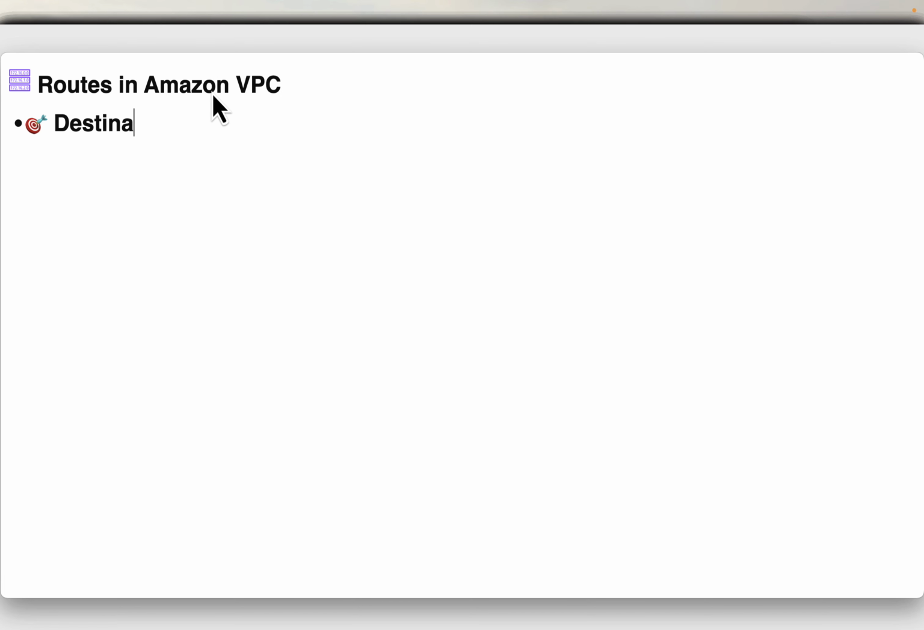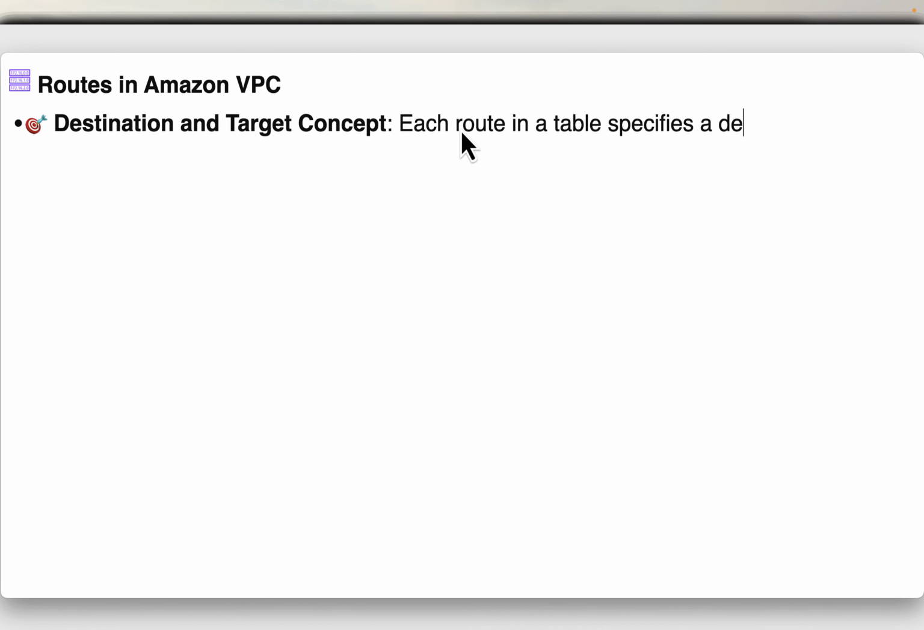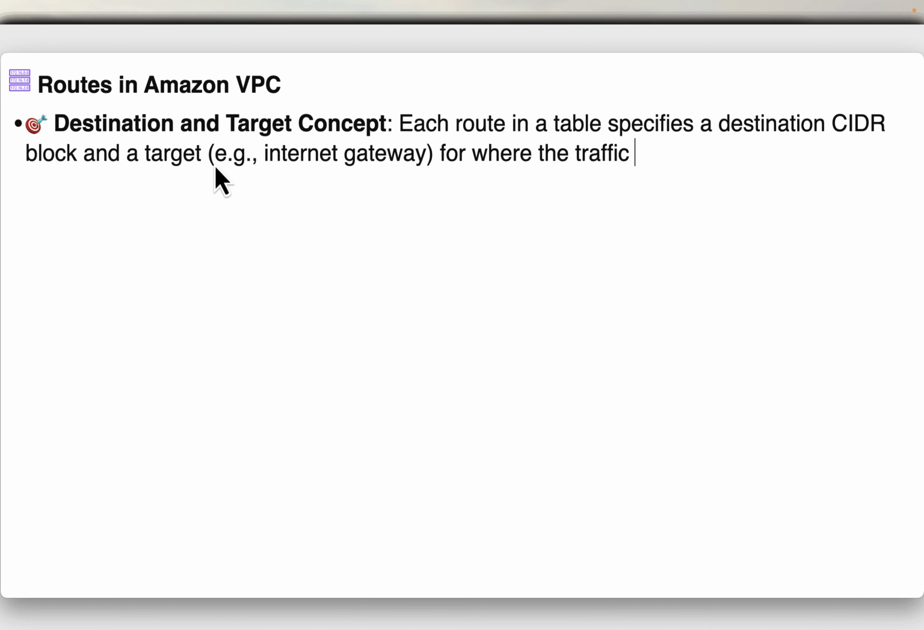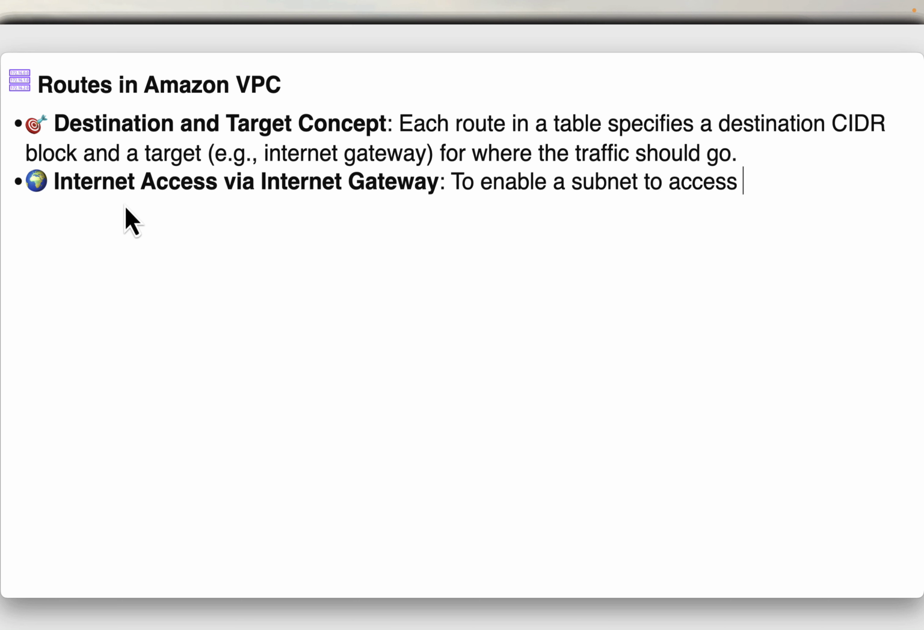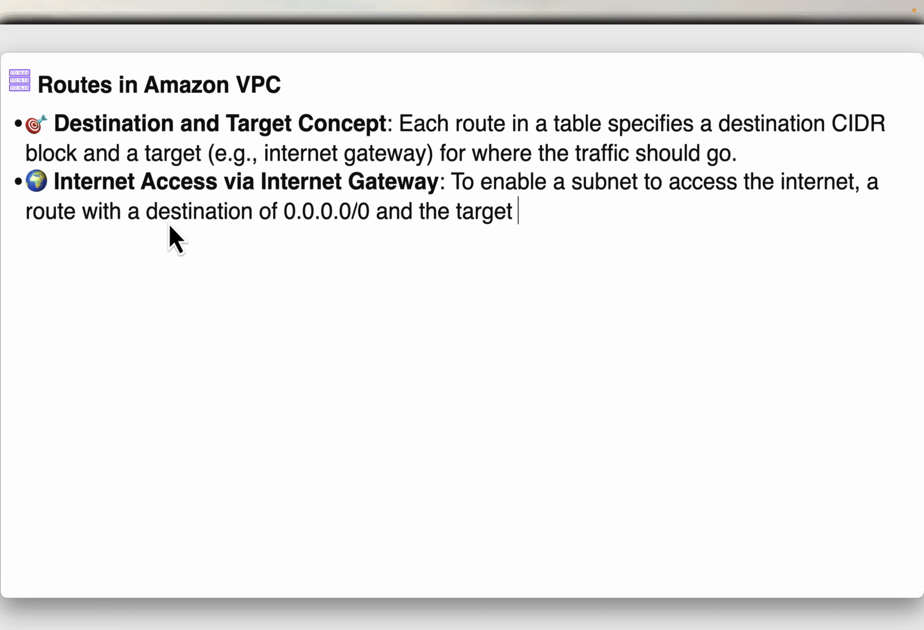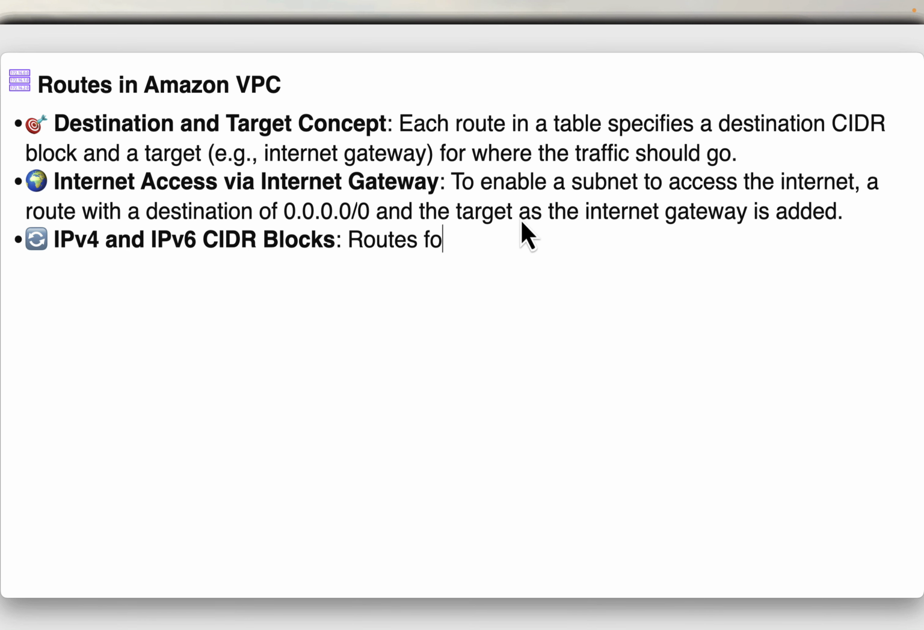Routes in Amazon VPC. Destination and target concepts. Each route in a table specifies a destination CIDR block and a target, for example, an internet gateway, for where the traffic should go. Internet access via internet gateway: to enable a subnet to access the internet, a route with a destination of 0.0.0.0/0 and the target as an internet gateway is added.